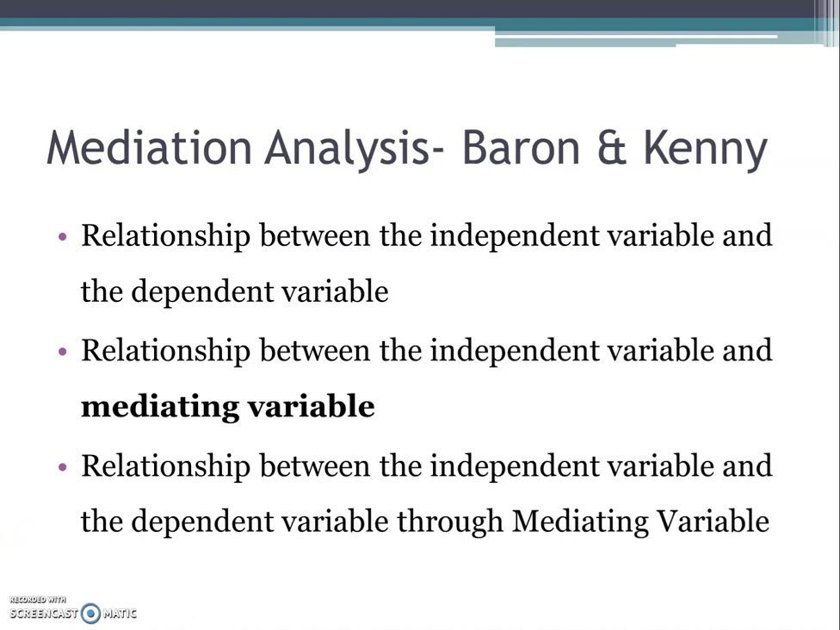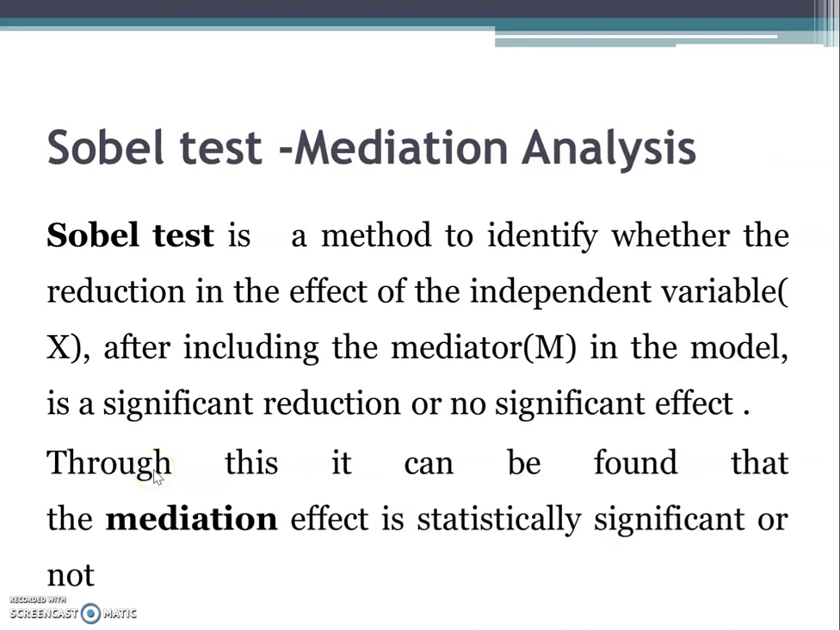The next method they follow is the Sobel test. This is one of the important, attractive methods. Through this, we can find out the mediation effect accurately. Apart from that, we can see whether there is any direct effect, indirect effect, or total effect. All these effects can be identified with the help of the Sobel test. The Sobel test is the method to identify whether there is a significant reduction in the effect of the independent variable after including the mediator in the model, or no significant effect.